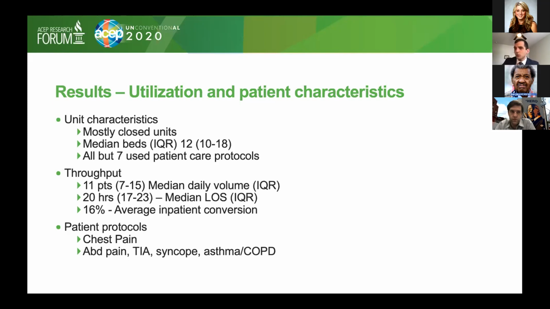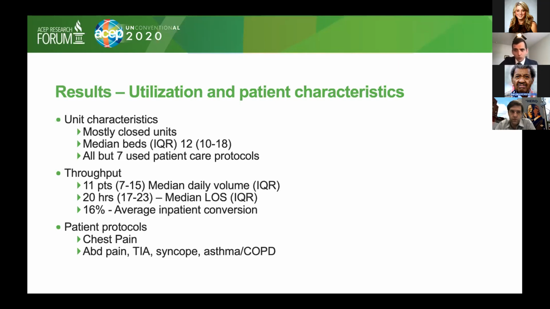Looking through some of the actual numbers for these observation units, the median annual volume was 4,015 patients, with a range anywhere from 2,600 to almost 5,500 at the highest volume. Again, the median number of beds for these observation units was 12, and the median length of stay was approximately 20 hours, with a range of 17 to 23. The median occupancy was 0.7, and overall the average conversion to inpatient status was approximately 16%.